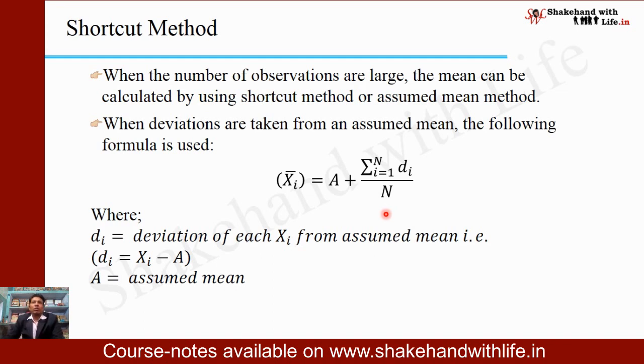So xi bar, this is the formula. The formula is xi bar equal to a plus sigma di divided by n, where di is equal to the deviation of each xi from the assumed mean. Di is the deviation, which can be shown by di is equal to xi minus a. That is, di is the deviation of each xi from the assumed mean. A is the assumed mean.